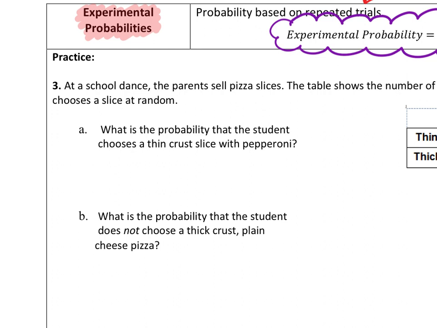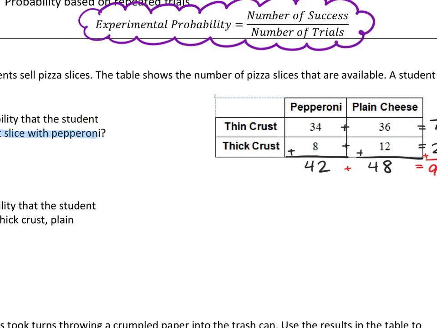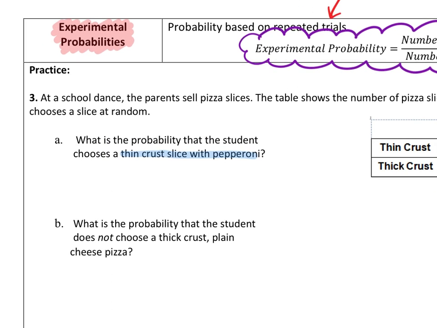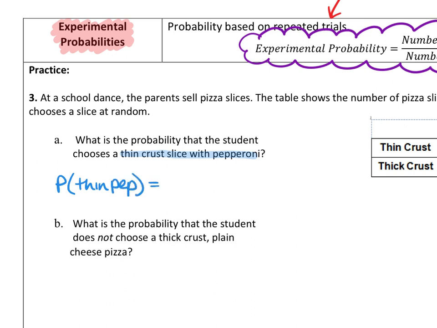Okay, let's find that in the table. So thin crust pepperoni. How many students picked thin crust pepperoni pizzas? 34. Out of how many students that picked any sort of pizza at all? 90. Okay, so now we know our experimental probability here, the probability that they got thin pepperoni, was exactly 34 out of the total number of trials or total number of slices, which is 90. So that was the total number of thin pepperonis over the total number of slices.